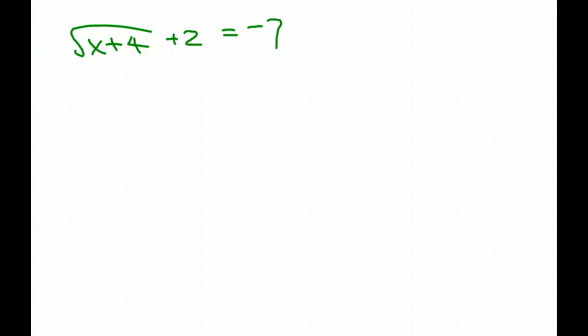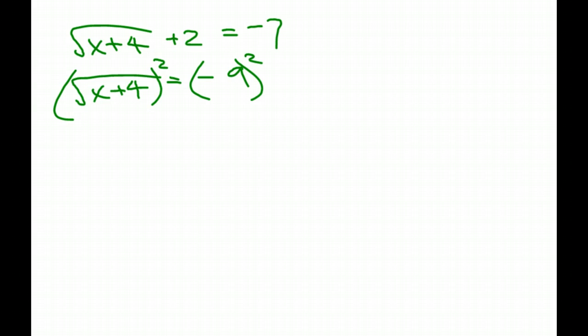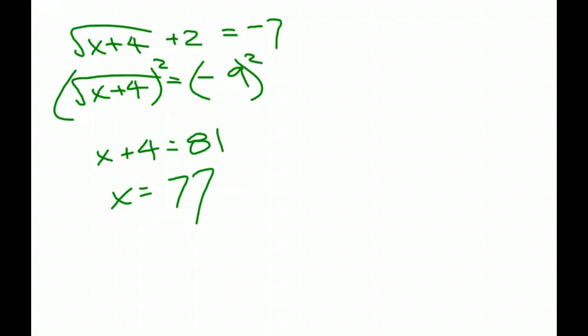All right. So, square root of x plus 4, plus 2 equals negative 7. We're going to do what Ben said. We're going to subtract 2 from both sides. And then what? Square. And we get x plus 4 equals 81. x equals 77. Okay. Let's plug that in, see if it works.